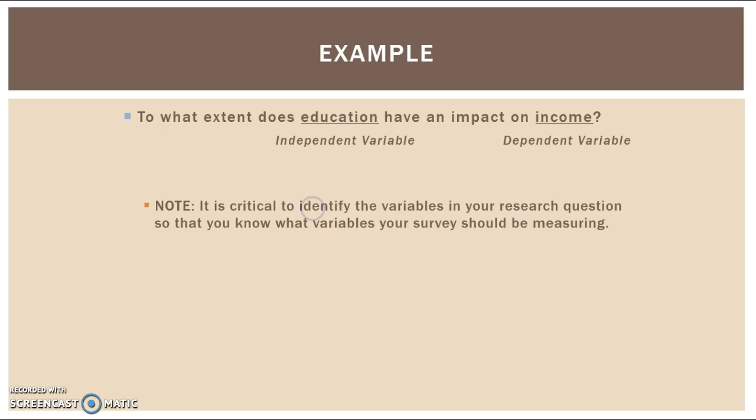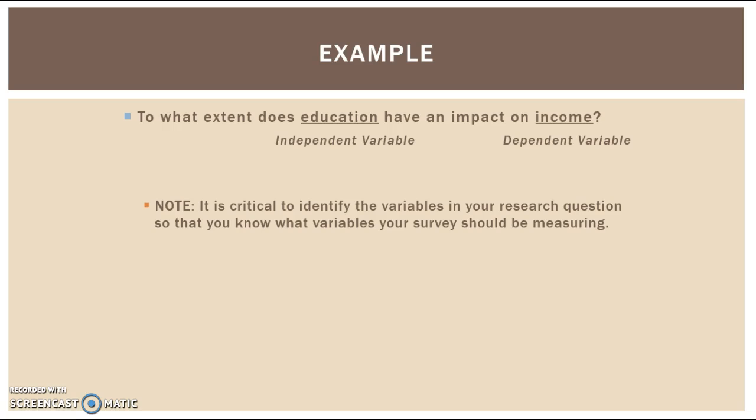So we're going to look at an example here. Let's say our research question is, to what extent does education have an impact on income? So again, to what extent does education have an impact on income? The first thing we have to ask ourselves is, how many variables are in this research question? And what are those variables? The first variable that we pick up on is education. And the second variable in this research question is income. Those are the two variables that this research question is looking at. We're looking at education and we're looking at income.